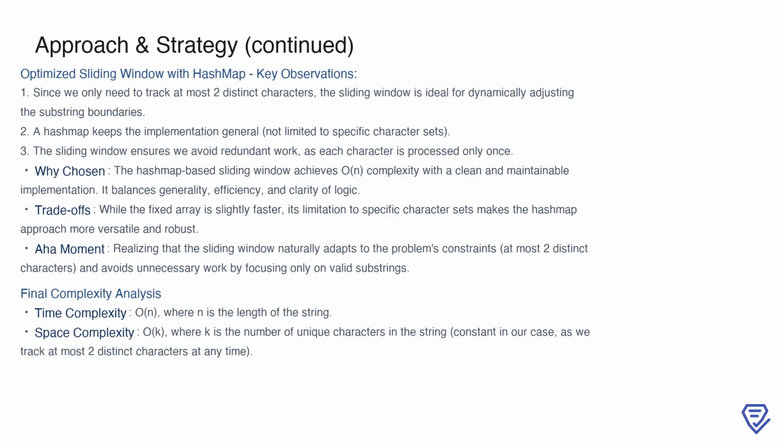While the fixed array approach may be slightly faster, its limitation to specific character sets makes the hash map solution more flexible. The real insight here is recognizing how naturally the sliding window aligns with the problem constraints, focusing only on valid substrings and avoiding redundant calculations. This strategy achieves O(n) time complexity and O(k) space complexity, where k is the number of unique characters tracked, which is constant in this case, as we only need to handle two distinct characters at any time.